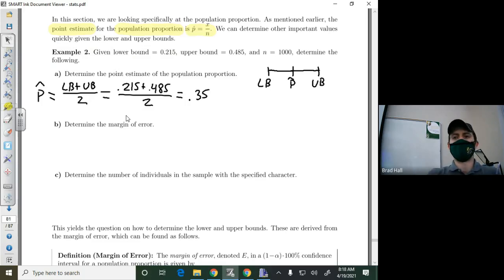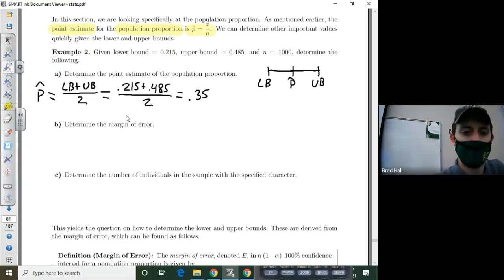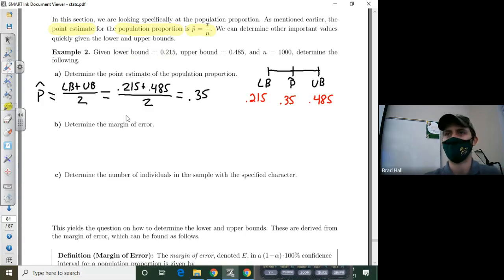Part B wants us to determine the margin of error. We just found the middle point. We know the lower bound of our interval, and we were also given the upper bound. Now, intuitively, and I'll ask you all this, does anyone happen to see the computation for finding the margin of error? Will it be 0.35 minus 0.215? Yeah, that's it. That's all there is to it.